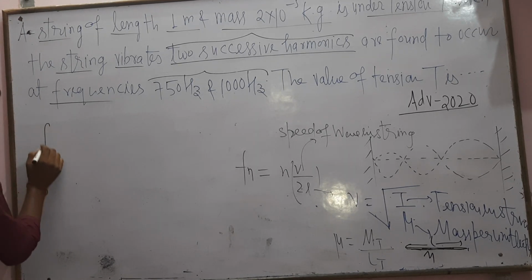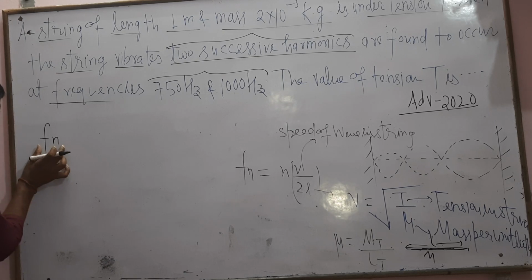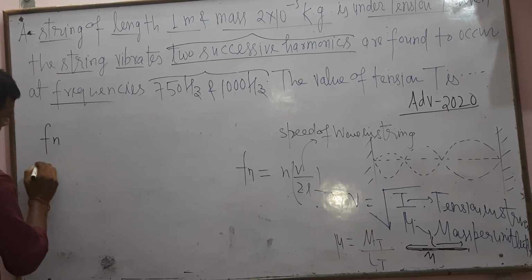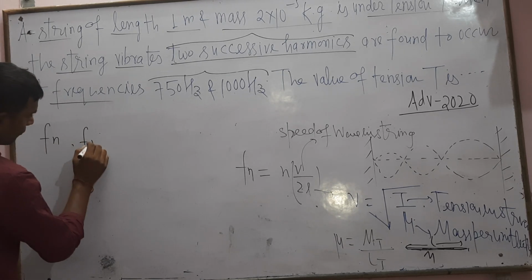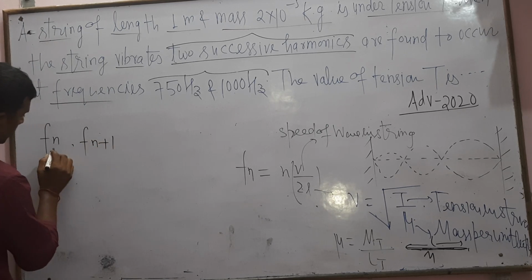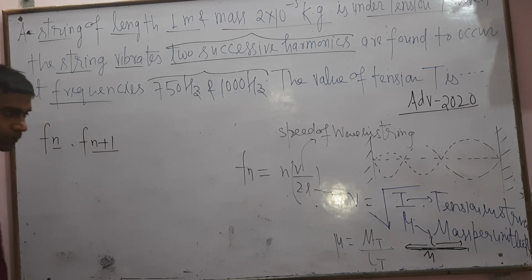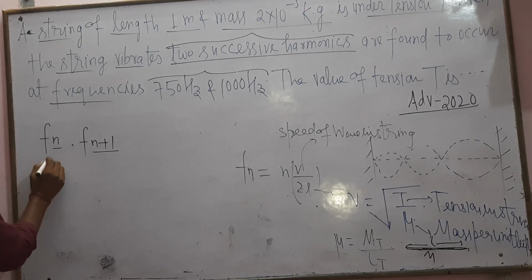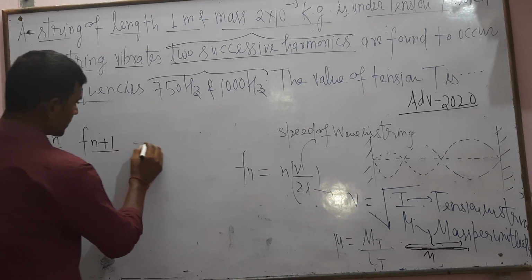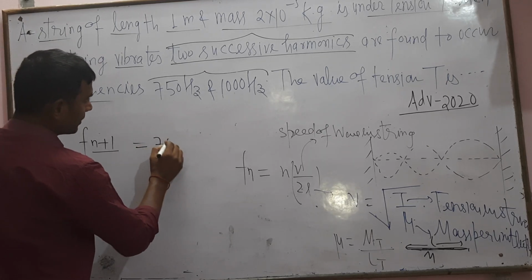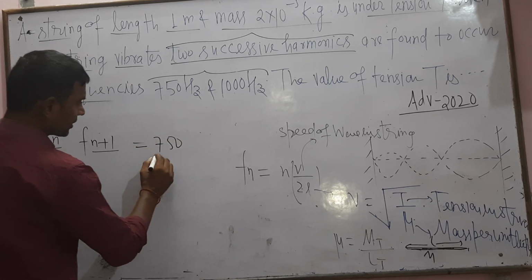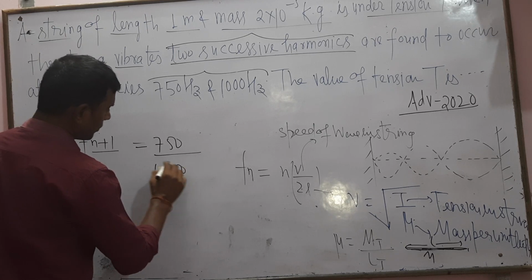Then you can say that is the first harmonic. Let us suppose the nth harmonic, and next is the (n+1)th harmonic. Two successive harmonics: nth harmonic, (n+1)th harmonic. Let us suppose we assume the nth harmonic is equal to 750, and the (n+1)th harmonic is equal to 1000.